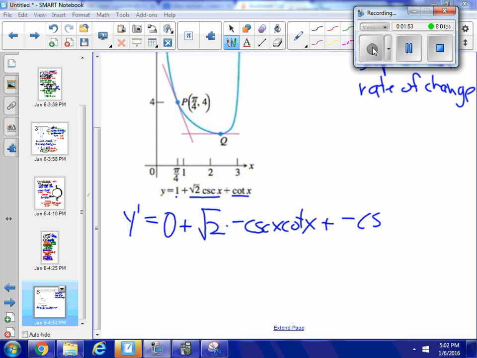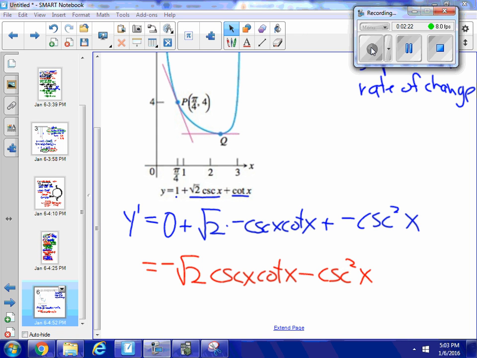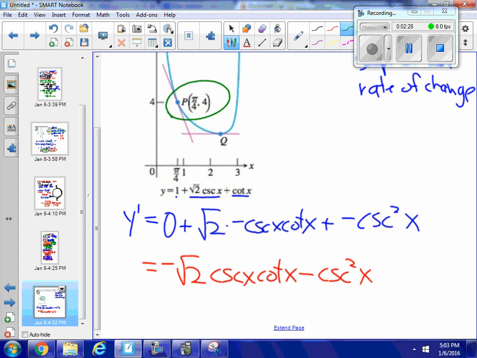the derivative of cotangent x, which would be negative cosecant squared x. So let's simplify our negatives and get rid of our zeros here. And what I have is negative radical 2 cosecant x cotangent x minus cosecant squared x. That is the equation for the slope of my tangent line. Well, I'm trying to find it at this point right here, and at that point right there, my x value is pi over 4.